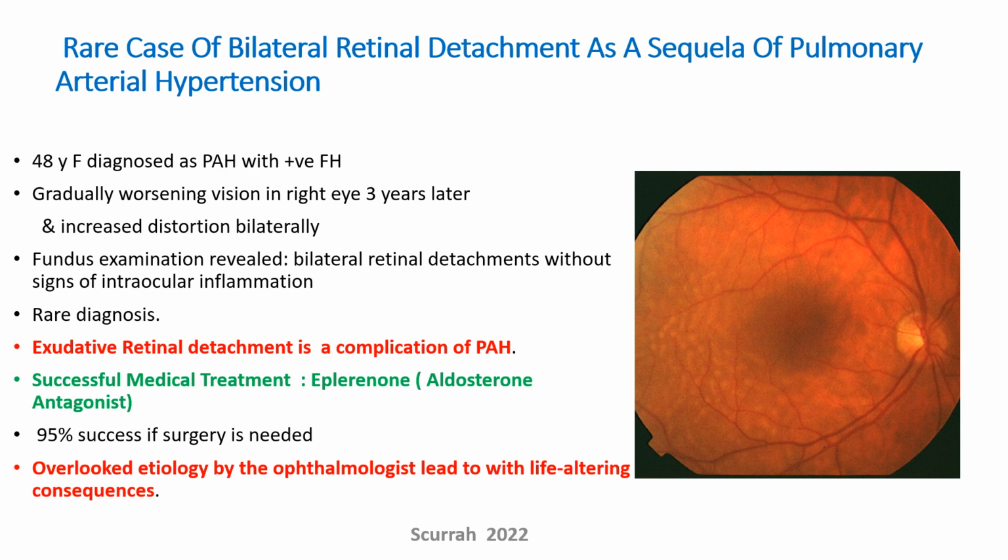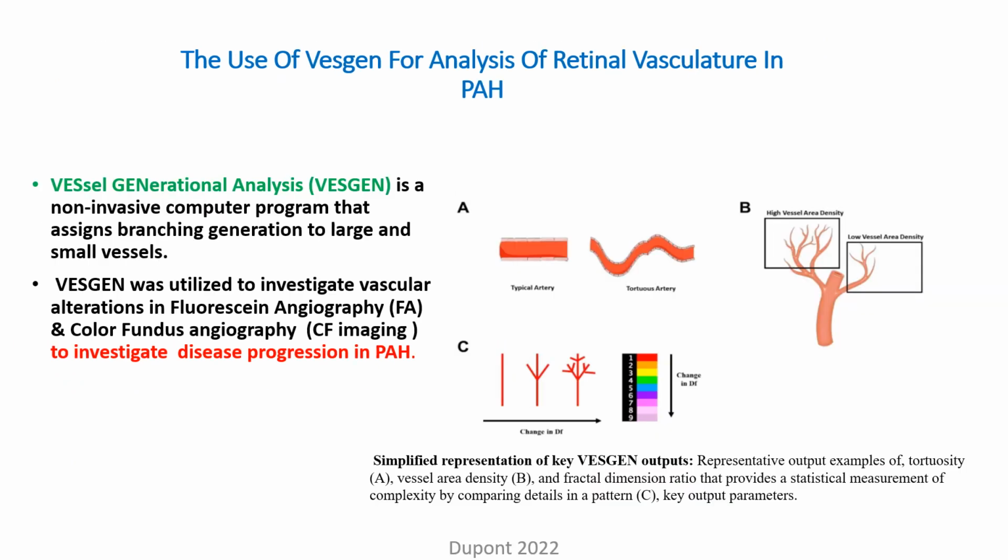It is successfully treated medically by aldosterone antagonists such as eplerenone. Rarely surgery may be needed, and it is successful in 95% of the cases. But here, it's important to state that an overlooked etiology by the ophthalmologist leads to life-altering consequences.